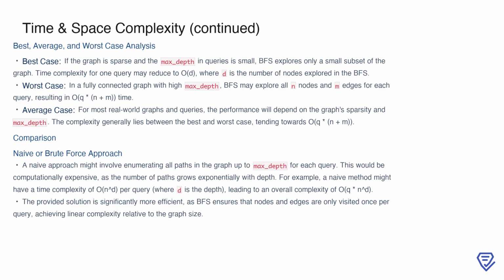Comparing this to a naive approach, which might enumerate all possible paths up to the maximum depth, the provided solution is far more efficient. A brute force method could result in an exponential time complexity of O(n^d) per query, but BFS ensures that nodes and edges are only visited once per query, achieving a linear complexity relative to the graph size.